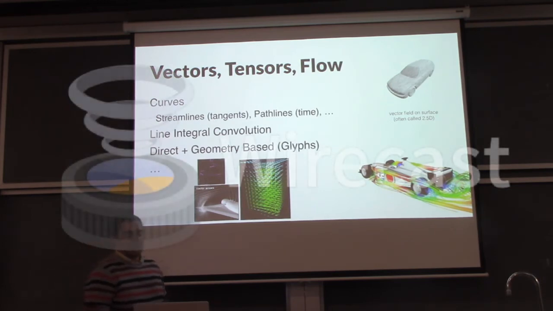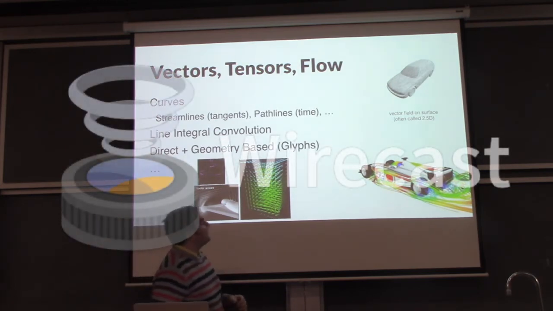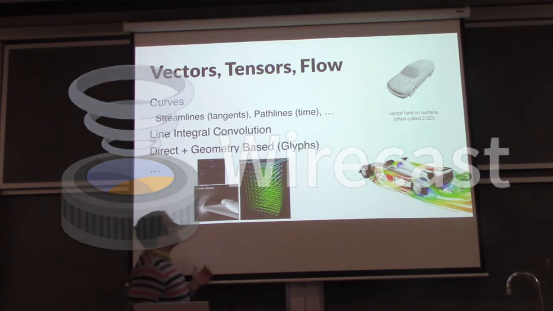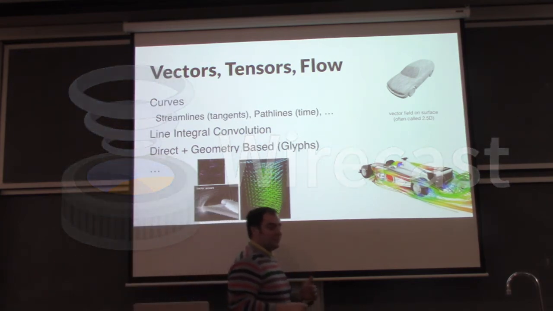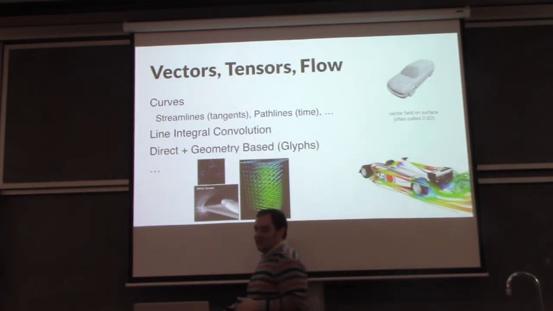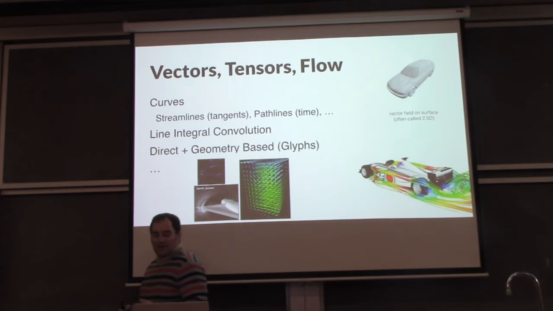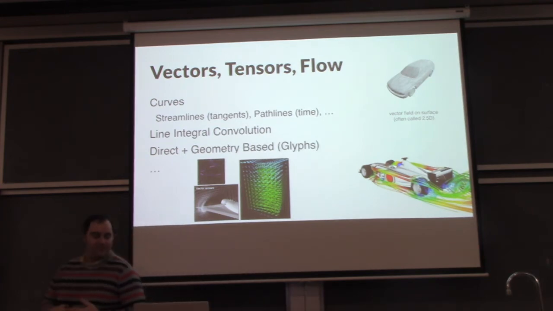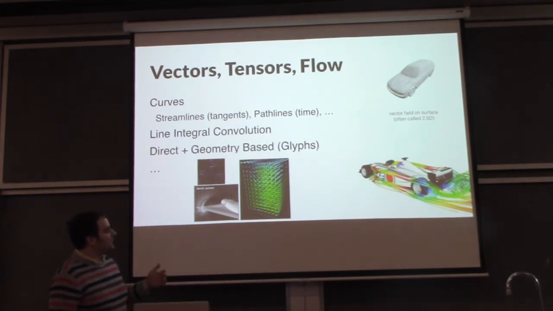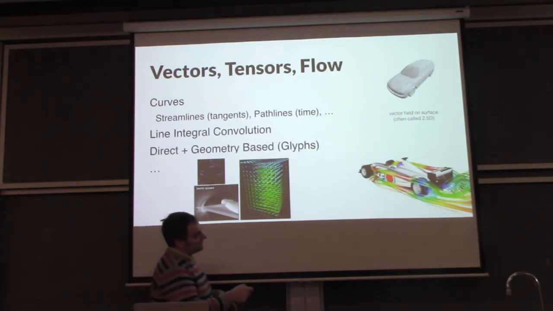Then Aaron talked about vectors, tensors, and flows. You should know about the difference, at least, between streamlines and pathlines. Streamlines represent tangents, pathlines represent how, for example, a particle over time would behave. You should know about the basic techniques for flow visualization, like LIC, line integral convolution, this texture-based method, or this direct and geometry-based method with glyphs, or these explicit lines here.